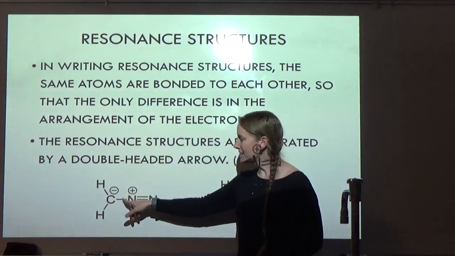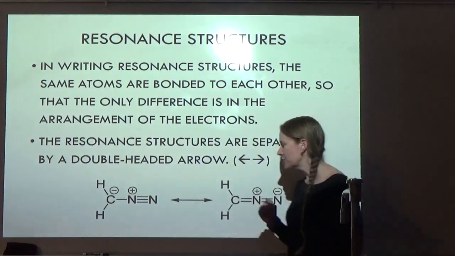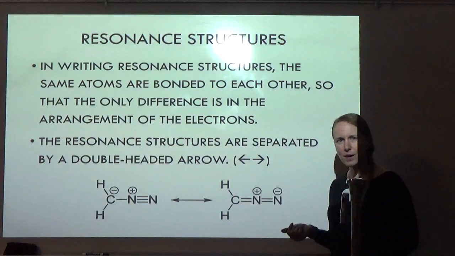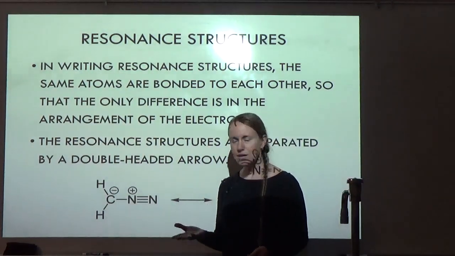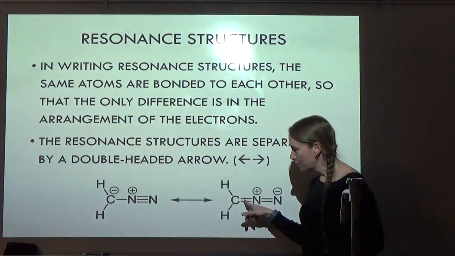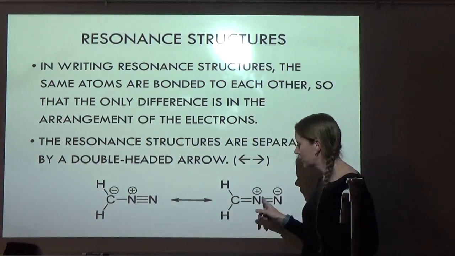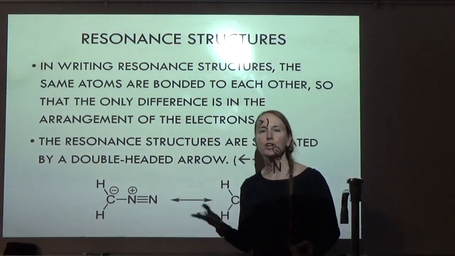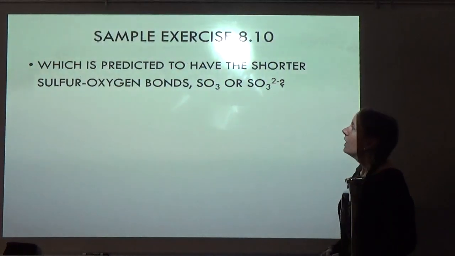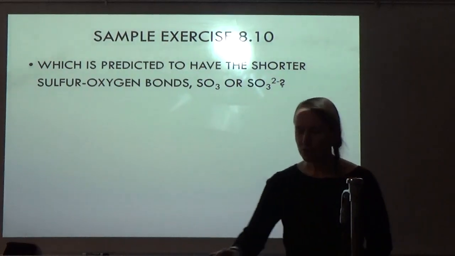So it's not like this is a single bond and this is a triple bond sometimes, and then sometimes they're both double bonds. What we would say is this has a bond order of 1.5 because it's 1 and 2, and this would have a bond order of 2.5 because it's a hybrid between a 2 and a 3. All right, so let's look at the first one together.